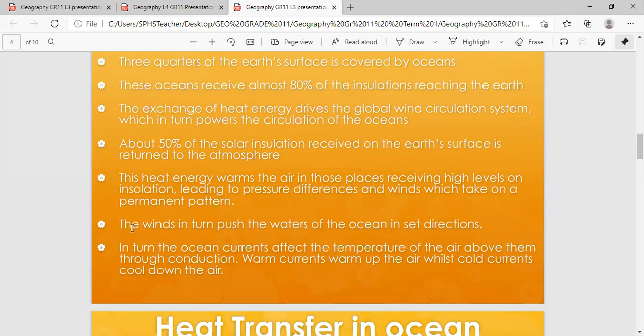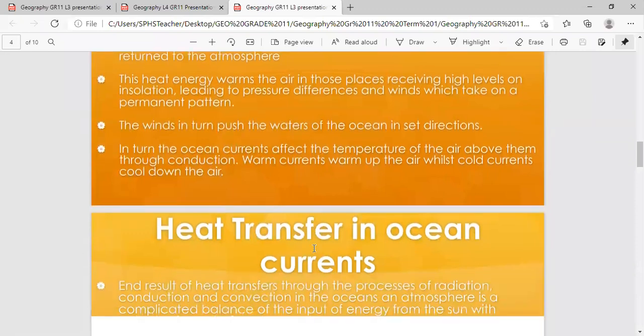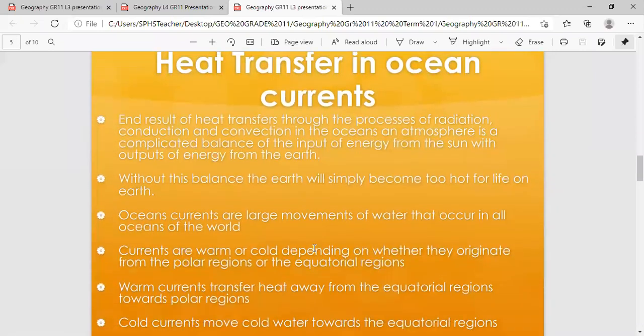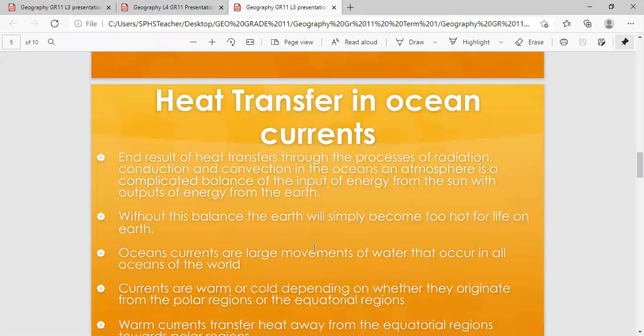Let's leave the oceans. The winds, in turn, push the waters of the ocean in set directions. Okay, so you can't have a current if you don't have wind. So the wind is also responsible for moving the ocean currents along the path that they take in transferring heat. Right, heat transfer in ocean currents. Right, the end result of heat transfer through the process of radiation, conduction, and convection. We did this in grade 10. Ne? Radiation, conduction, and convection is how heat is transferred.